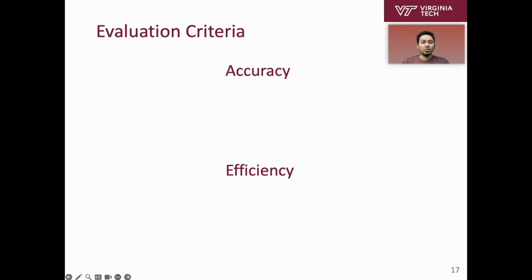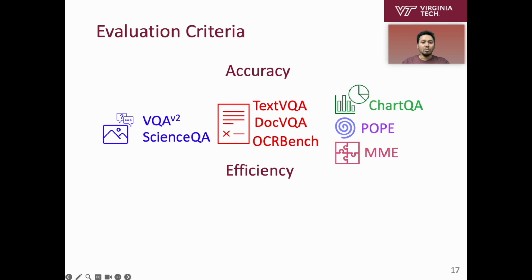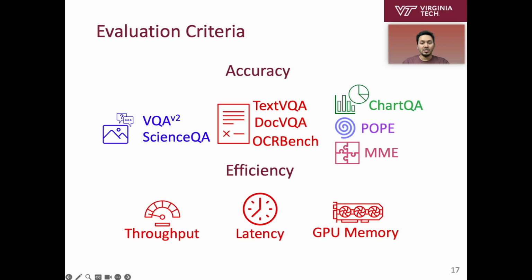In a token dropping method like ours, there is a trade-off between using more tokens for higher accuracy and dropping more tokens for greater efficiency. That's why we evaluated both the accuracy and efficiency. We use 8 benchmarks across different categories to evaluate accuracy under different token budgets. And efficiency of our method is evaluated based on throughput, latency, and GPU memory.